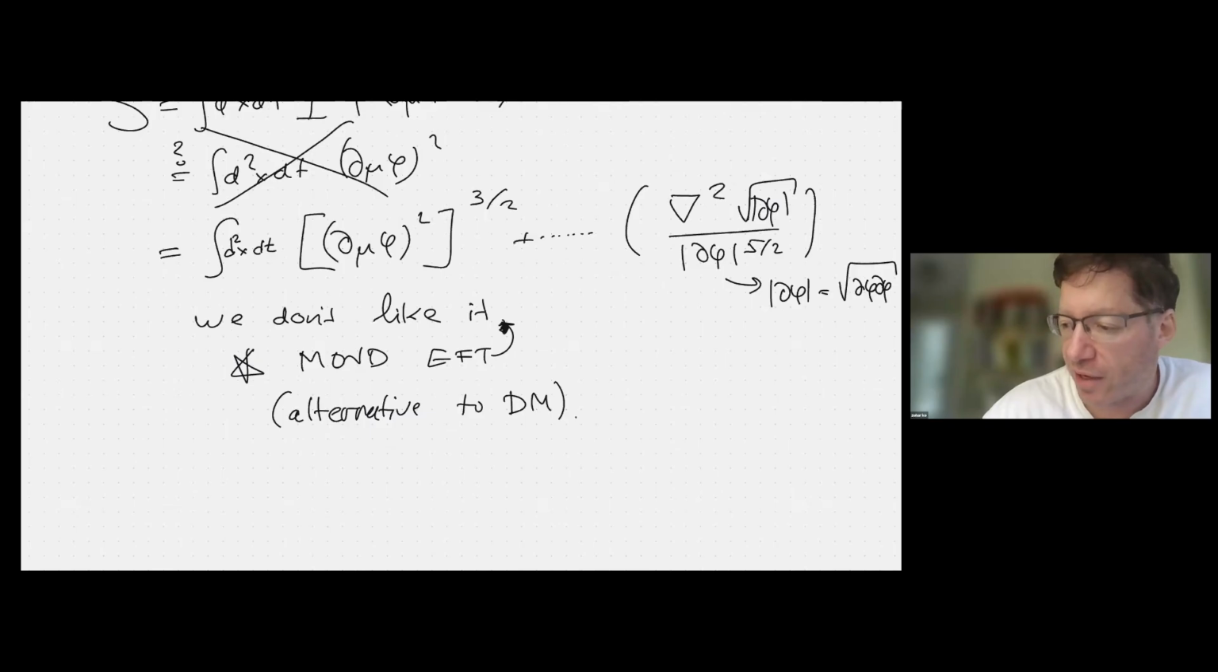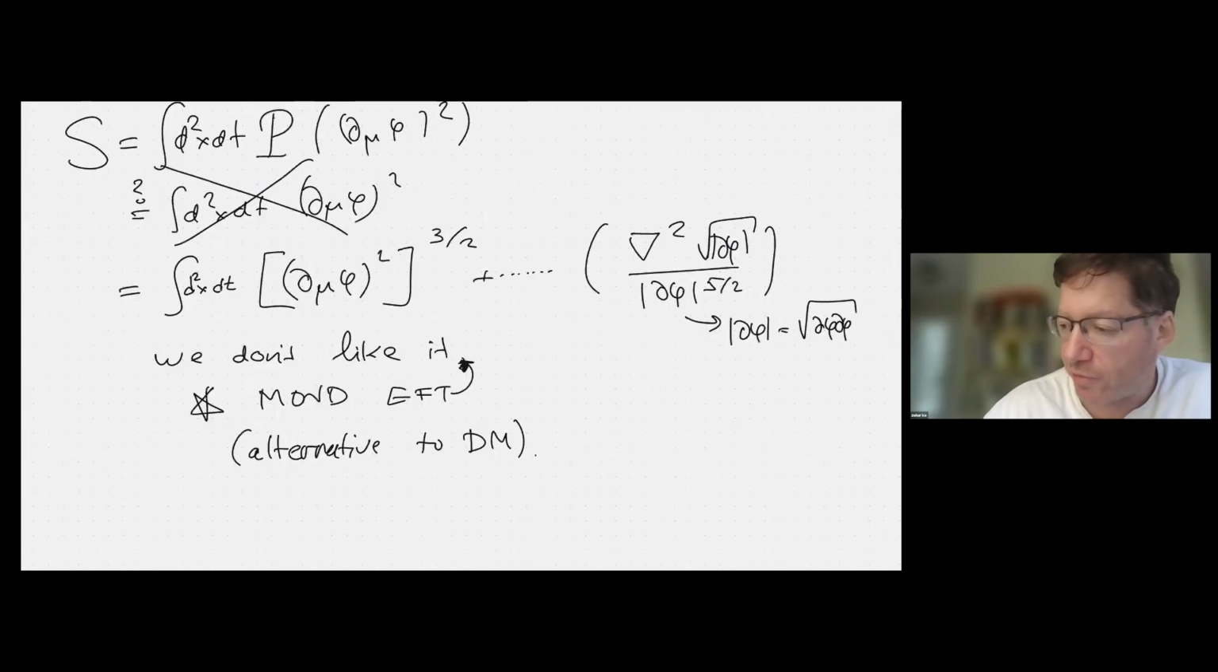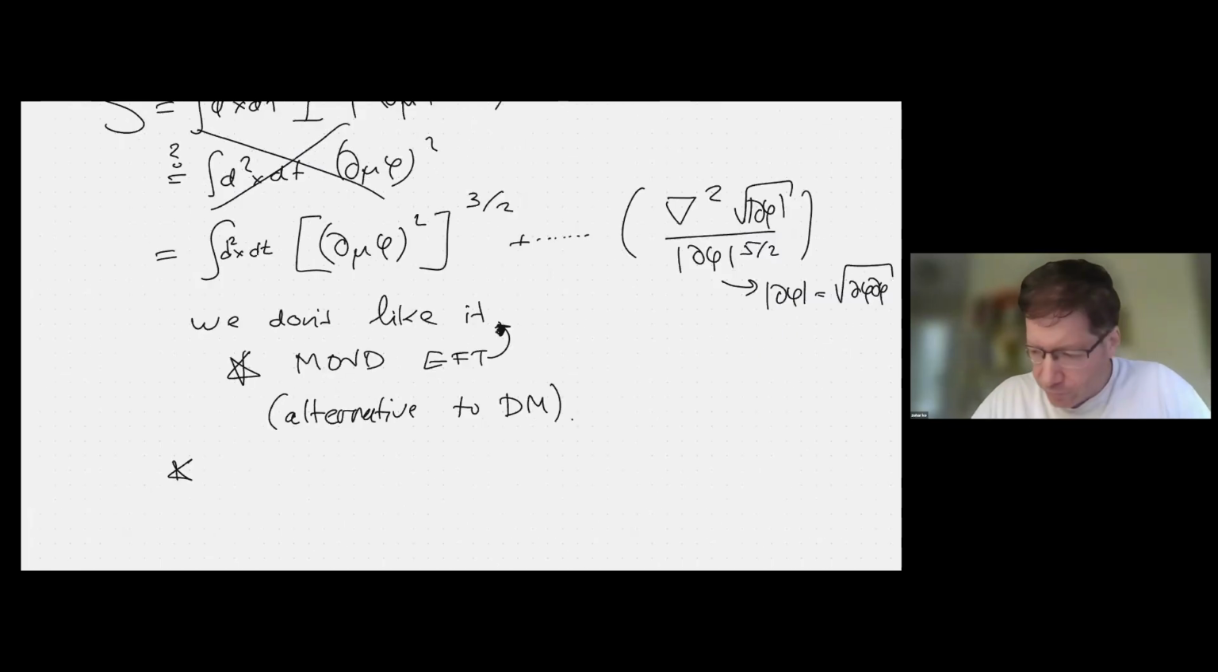First, I wanted to say that this action with 3 halves appeared before in modified Newtonian dynamics. I'm not suggesting that modified Newtonian dynamics is correct. I'm just saying that it appeared before this action. Secondly, why does this make sense? This makes sense because of the following reason.